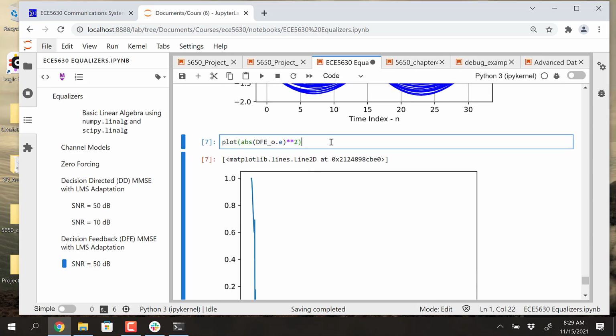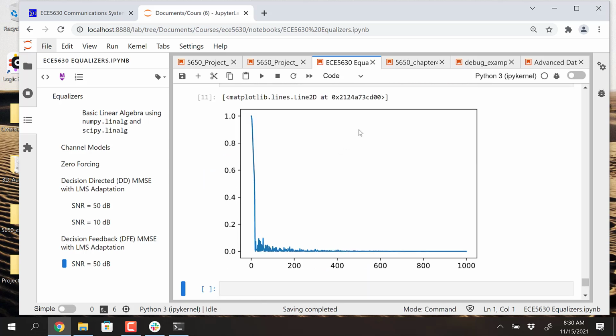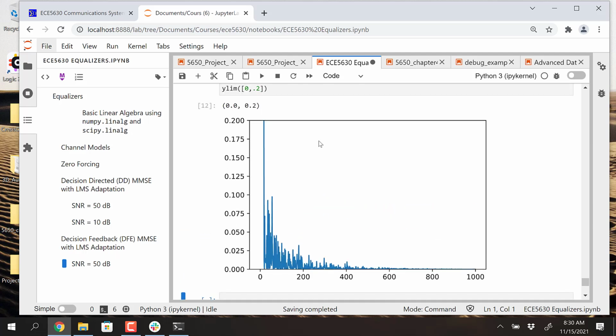A good idea of what's going on would be if I plot the output, and just to verify this, put the dot in there, hit the tab. Those are my instance variables held in that structure. So I wanted E for the error, taking the absolute value of it because it is complex, squared, and then when I plot that, I get this. And if I wanted to drill down onto this, I could do ylim 0, 0.2 or something like that. And just see what the algorithm's doing.